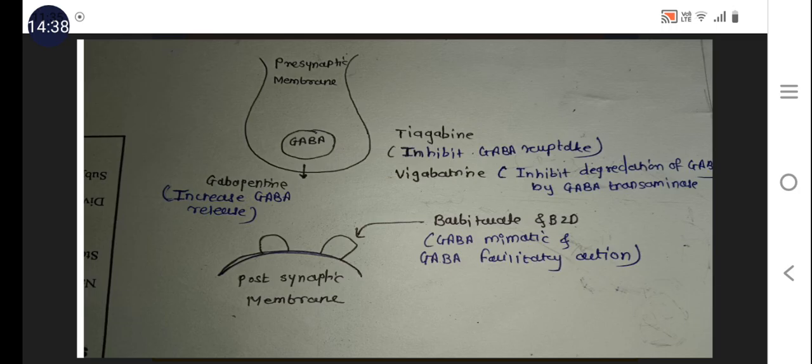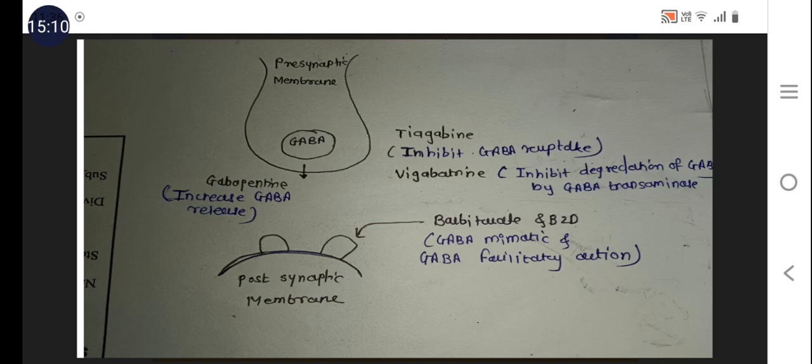Then vigabatrin inhibits the degradation of the GABA by GABA transaminase. GABA transaminase is involved in degradation of the GABA, but when GABA transaminase is inhibited, automatically the level of the GABA increases in the synaptic cleft. Then tiagabine inhibits reuptake of GABA from the synaptic cleft, and because of that the level of the GABA increases in the synaptic cleft properly. Then other drugs are barbiturate and benzodiazepine.